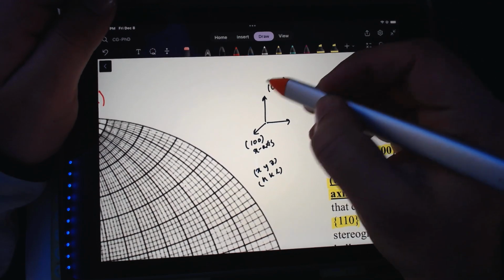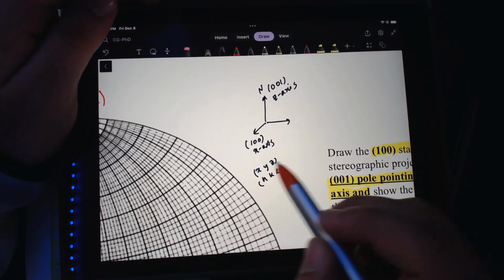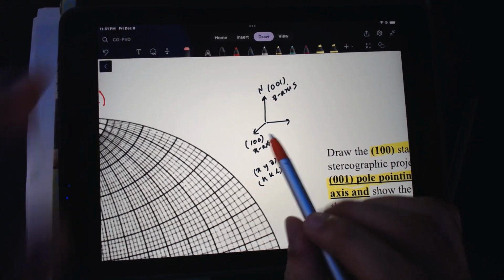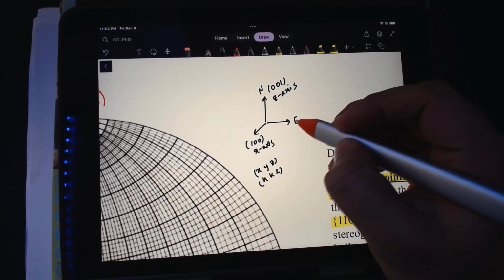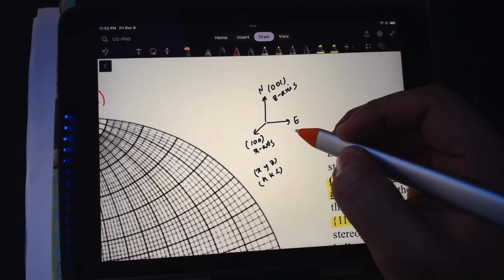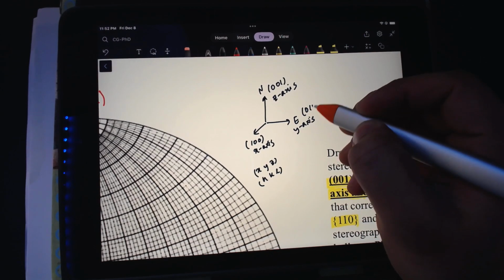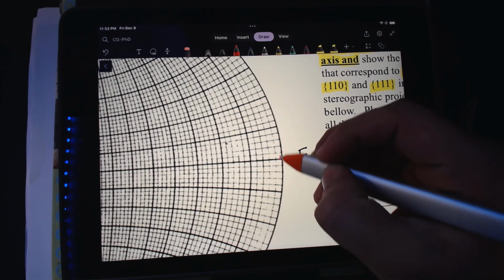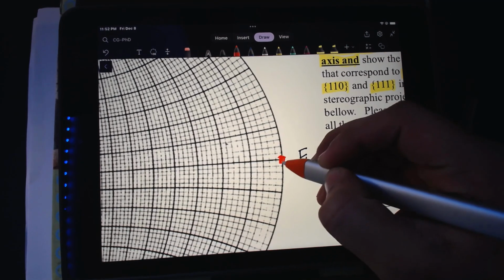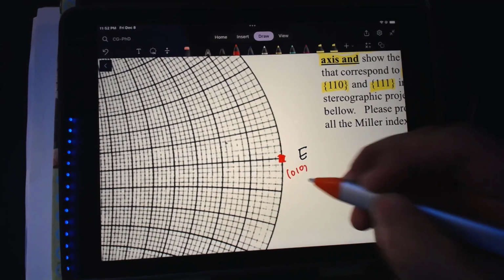The one pointing to the north is the z-axis, and therefore by the cross product rule, the one pointing to the right side, which in our case is the east, will be the y-axis, and the notation for that would be 0 1 0. So that gives us the second point, which will be the east. So we'll draw right on the east this to be 0 1 0.